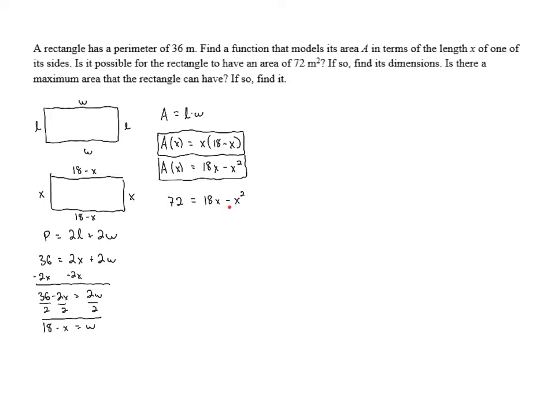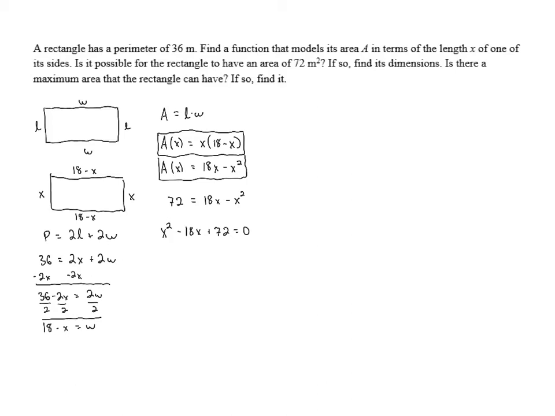And I'm going to move them all to the left side because then our x squared will be positive, and that makes life easier. So if we move these terms to the left, the x squared goes from negative to positive. So we've got x squared. The 18x goes from positive to negative. And the 72 stays positive. So we get x squared minus 18x plus 72.